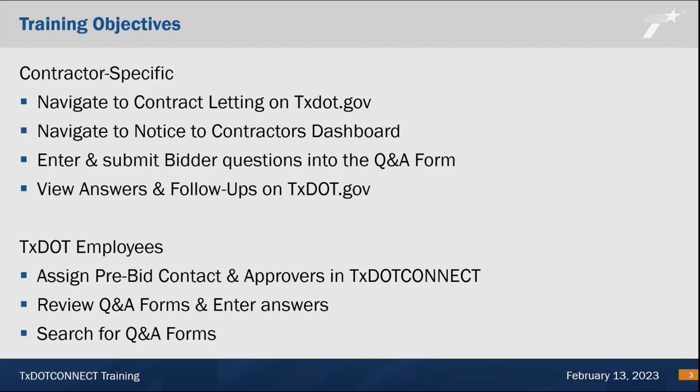Let's first talk about the objectives we have for this training. First, we want you to make sure that you know how to get to the contract letting page on TxDOT.Gov, which is where you'll actually find this tool. Then from there, we're going to navigate to the Notice to Contractors dashboard. That's going to give you all kinds of information for projects across the state that are going to be up for letting, so you can start finding the project or the CCSJ you're interested in asking questions about.